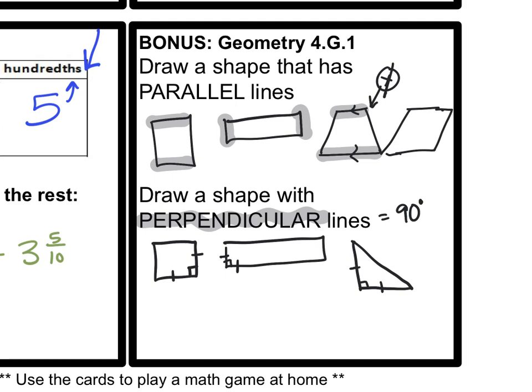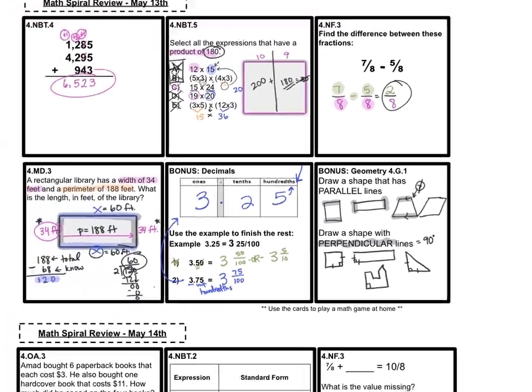As long as I see a 90-degree angle on your shape, you can make something really wonky. You can do something like this and show that that's a 90-degree angle. As long as you have a 90-degree angle in that shape somewhere, it's going to work out for you.